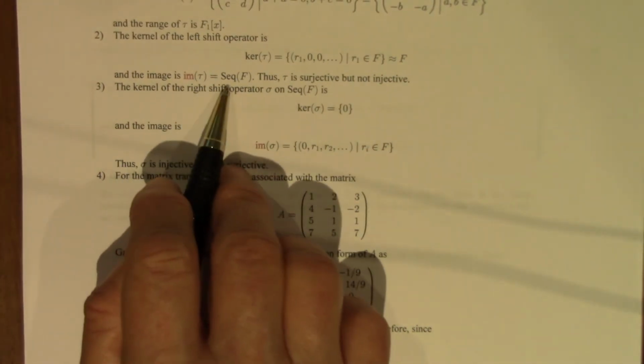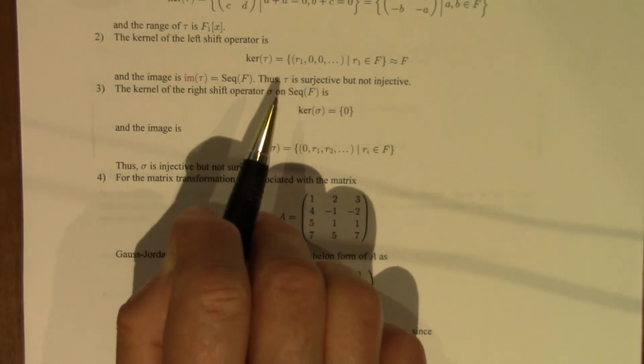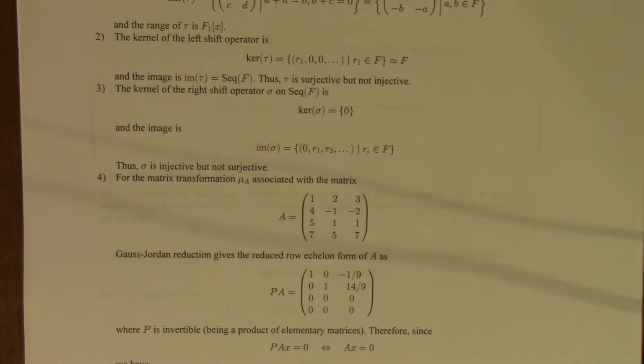The image of tau: what sequences can you get after shifting one to the left? Answer: any sequence. Pick the sequence you want, but start that sequence at the second coordinate. Put anything you want in the first coordinate. Left shift will produce that original sequence.